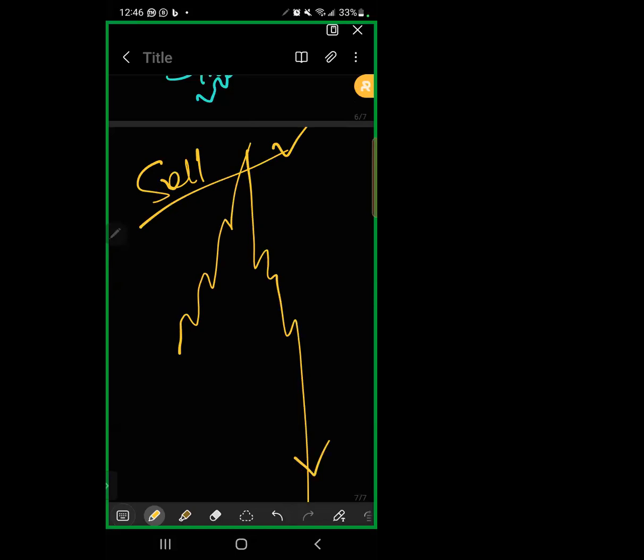One day I bought a coin. After buying that coin, the coin went down 50%. In just a day, 50%. The coin was at $20. It went down up to $8.